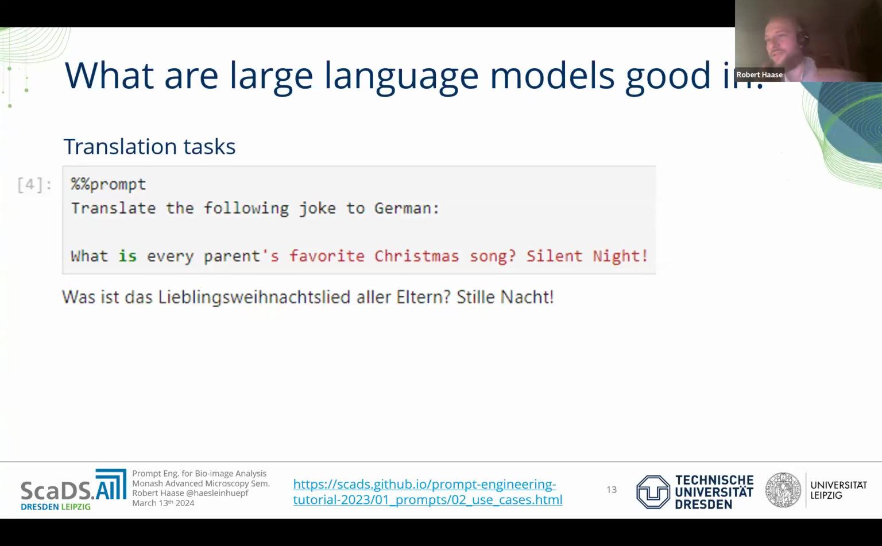Let's talk a bit about what large language models are good in. So, for example, that's again where the original technology comes from, good in translating text. So you can, for example, what is every parent's favorite Christmas song, Silent Night? You can translate that to German. ChatGPT can just do that.